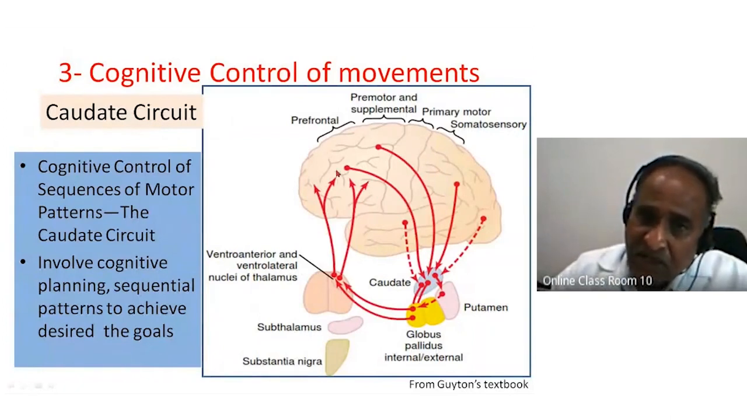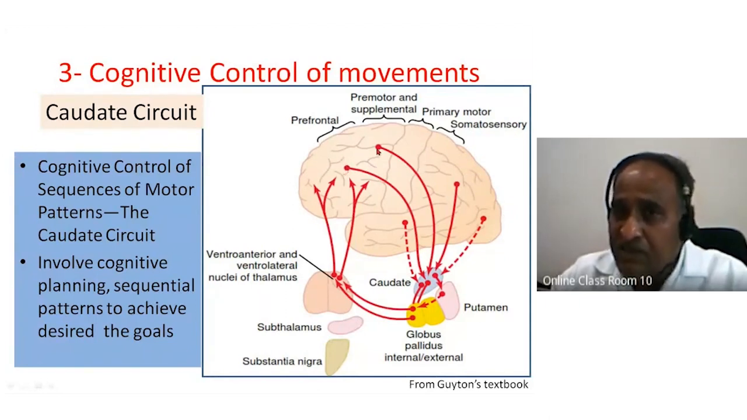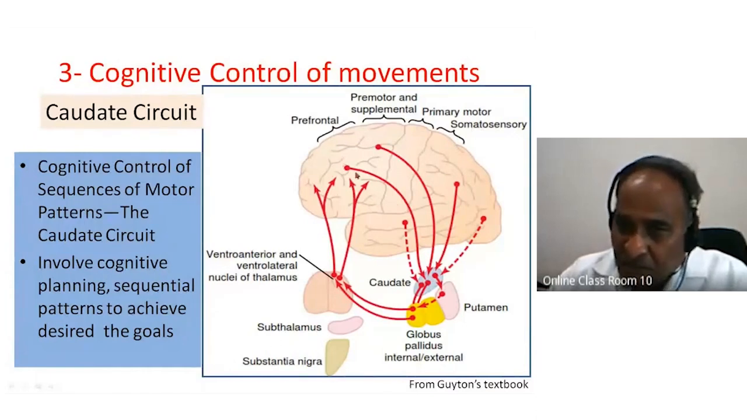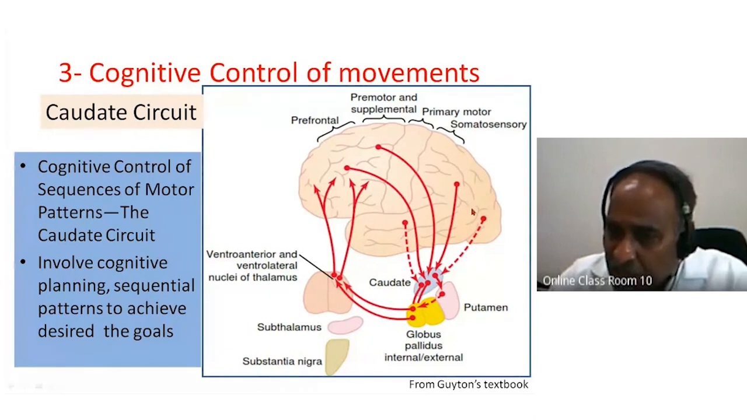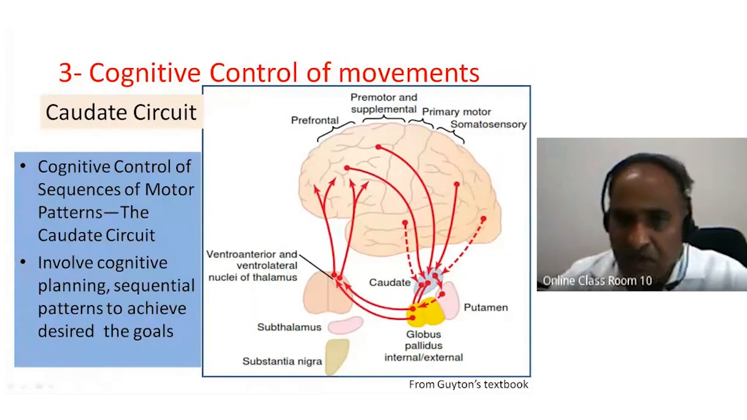So this circuitry originates from a global approach. All the parts of the cortex will be put together, and that means they will reach the caudate nucleus. That means from the frontal, premotor, sensory component, sensory association, occipital, auditory, and even olfactory areas, all these things would come or bounce upon the caudate nucleus.